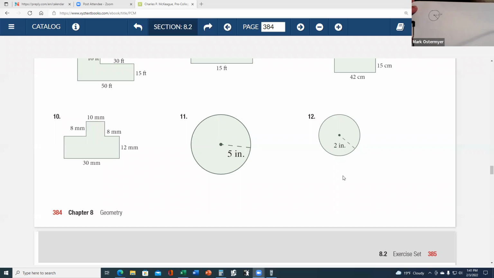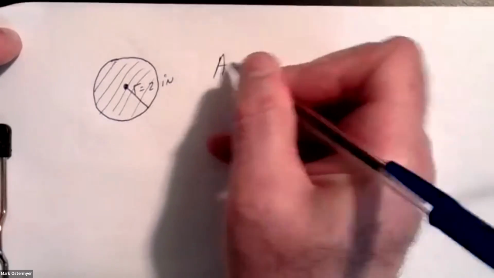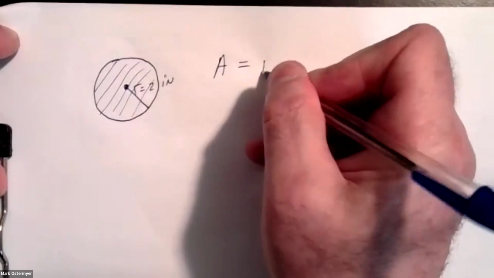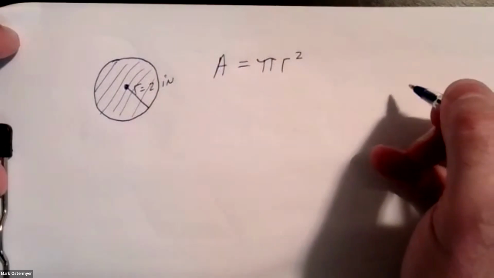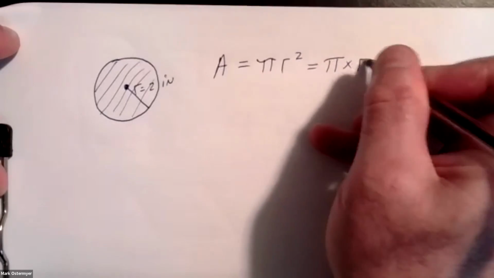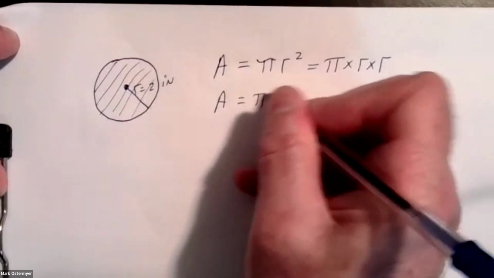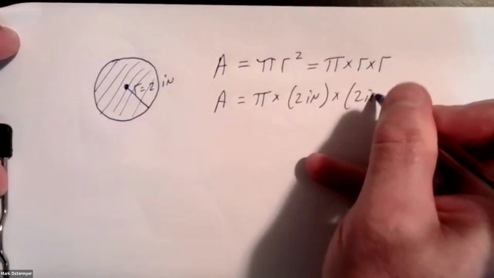And how are we going to find the area of this circle? The area. Well, we're going to have to use a what? A formula. Do you remember the formula for the area of a circle? It was pi times what? Radius squared. Pi times radius squared. So this is saying pi times radius times radius. So the area of the circle is going to be pi times the radius, which is 2 inches, times the radius, which is 2 inches.